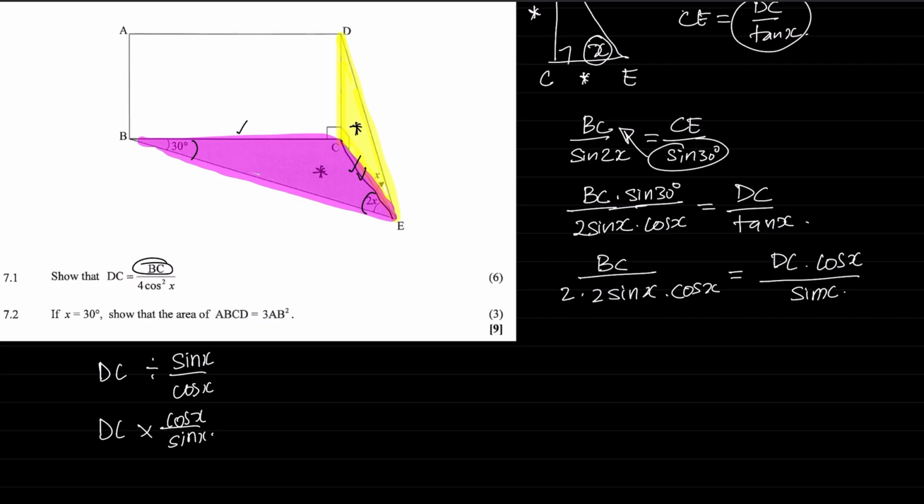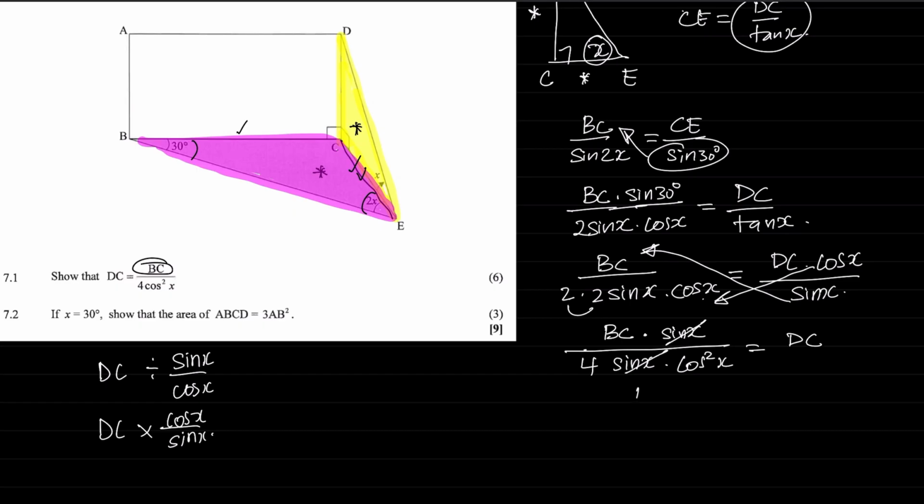Okay, now remember we want DC, so we need to take everything across. So this will go up to the numerator, this will go down to the denominator. So we're going to get BC times sine x divided by, now 2 times 2 is 4, then sine x times cos x is cos squared x. That's equal to DC. Now the sine x can cancel, leaving us with BC over 4 cos squared x equaling DC. And that's it.